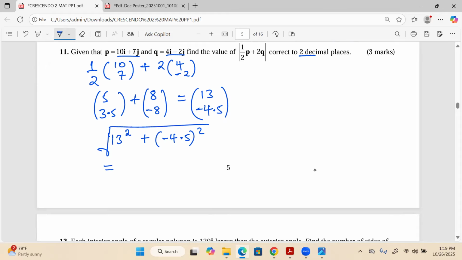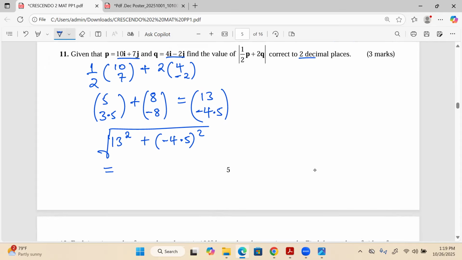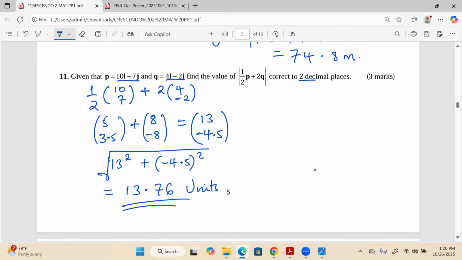So this shall be plus, then we take the square root. We're going to get 13.756 to 2 dp. It shall be 13.76 units. So that is it. You just use your calculator there to find the answers.